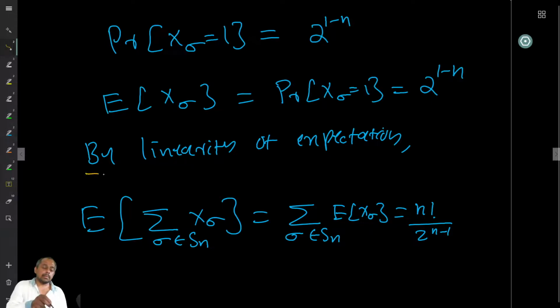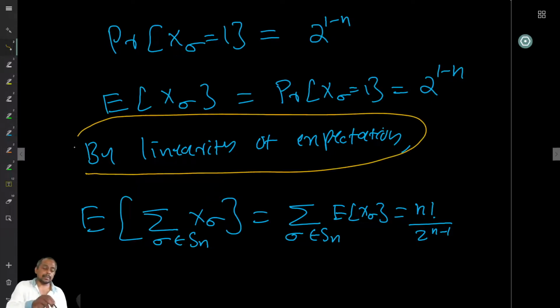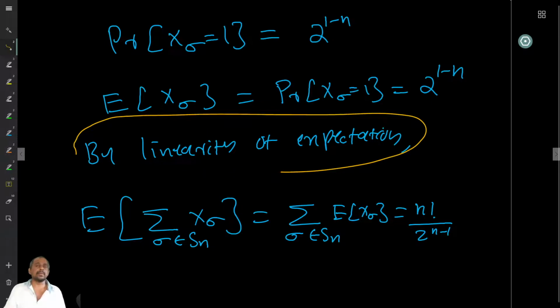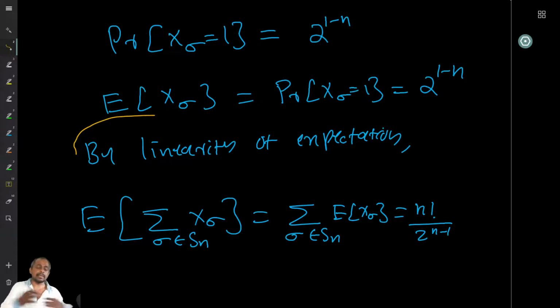Now, by linearity of expectation, we learned that if I have several random variables, I can add them together and take the sum of the expectations to find the expectation of the sum.